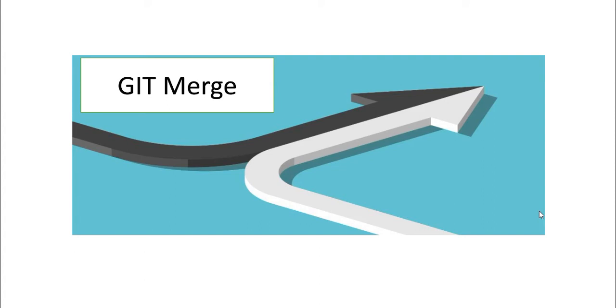Hello all, in this video we are going to discuss Git Merge. So what does merge mean? Merge is the process of combining the various versions of a file or folder. This feature is typically found in version control software, and in our case Git is also version control software.